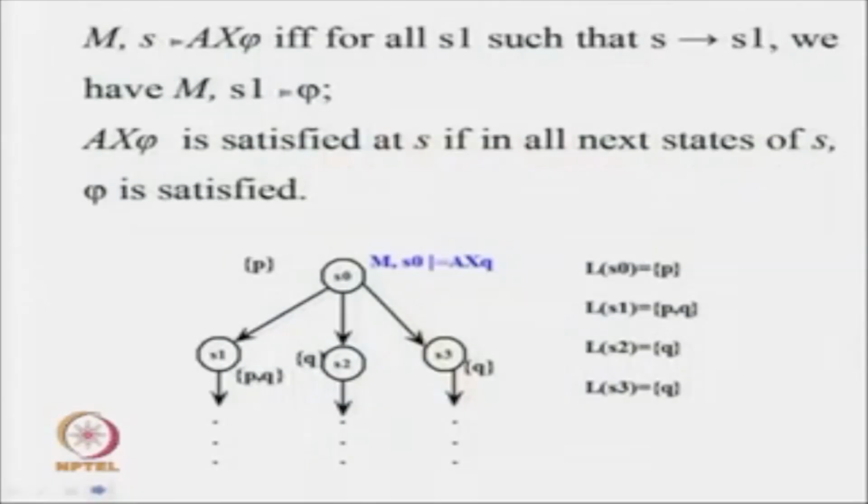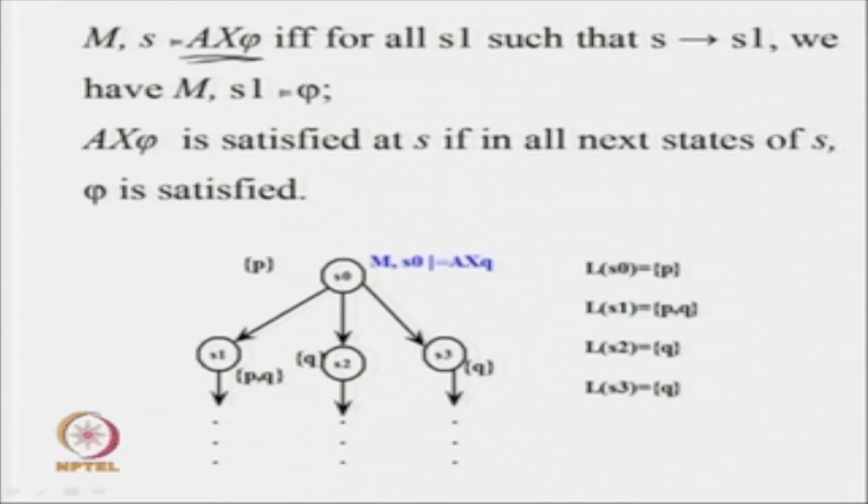Now, we are going to see how to define the semantics of our temporal operators. First, we consider A x phi, which says that in all paths, in the next state phi holds. We define it at a state S in a model M. We say that M, S models A x phi if for all S 1 such that there is a transition from S to S 1, we have M, S 1 models phi. So, we consider one particular state S and look at all next states S 1. If phi holds in all of them, then A x phi holds in this state.